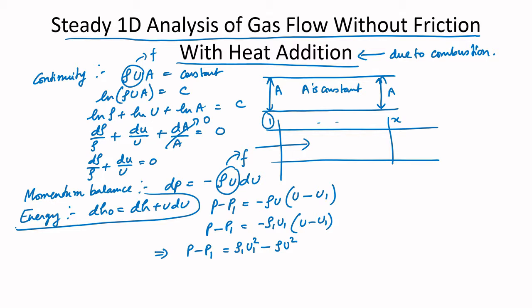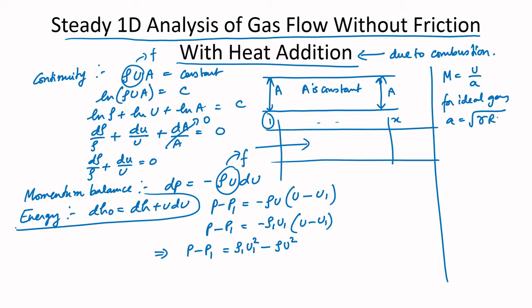That's right. Now, let me define a Mach number here. So, Mach number is equal to u by a, where u is the flow velocity and a is the sound speed. And for an ideal gas, a is equal to root over gamma RT, where R is the gas constant. And of course, you know P1 is equal to rho 1 R T1.